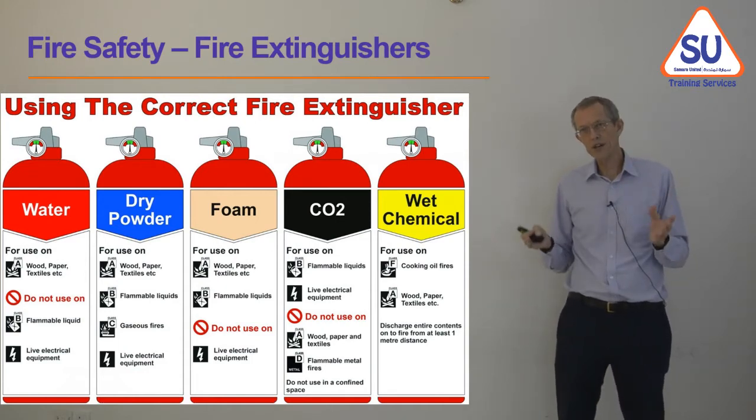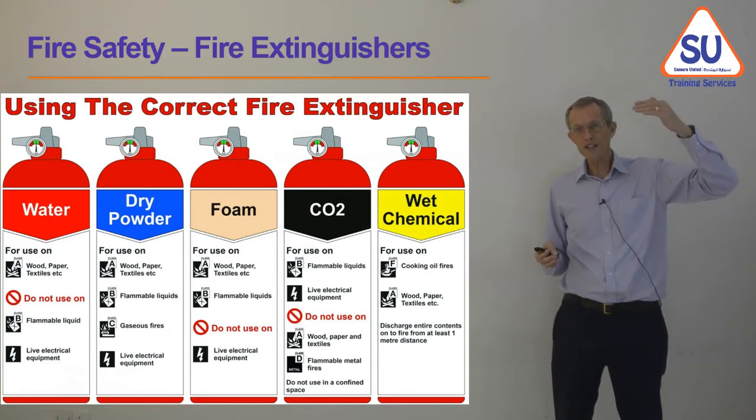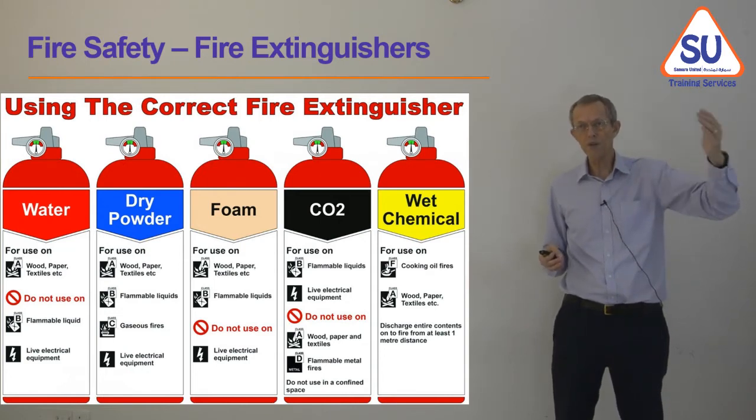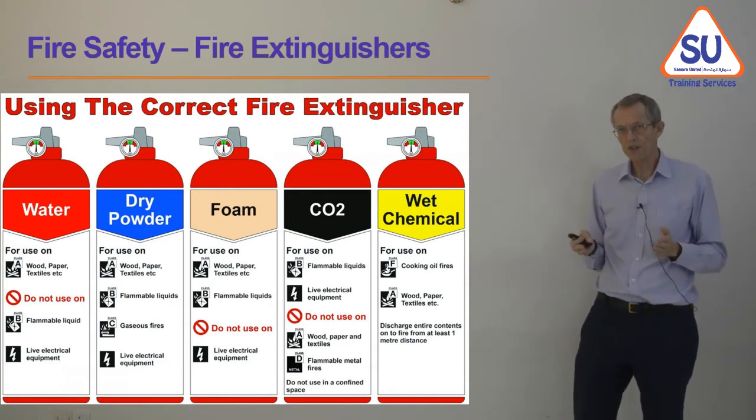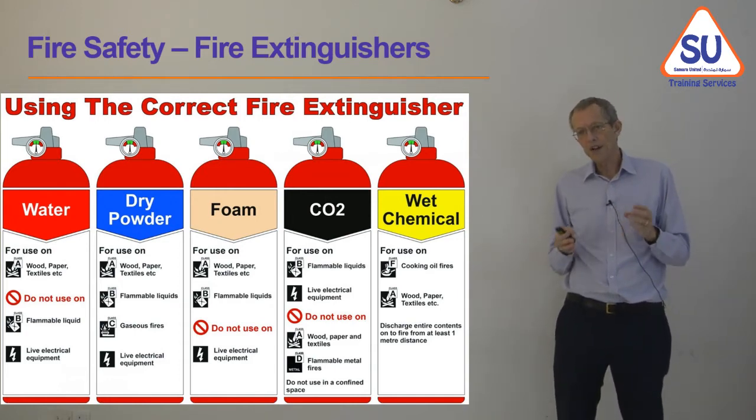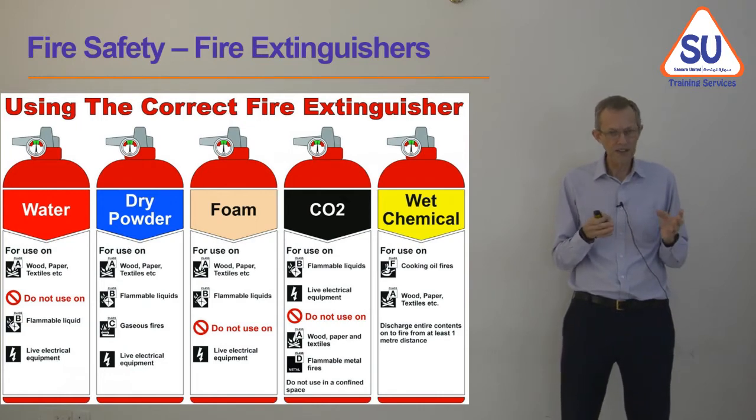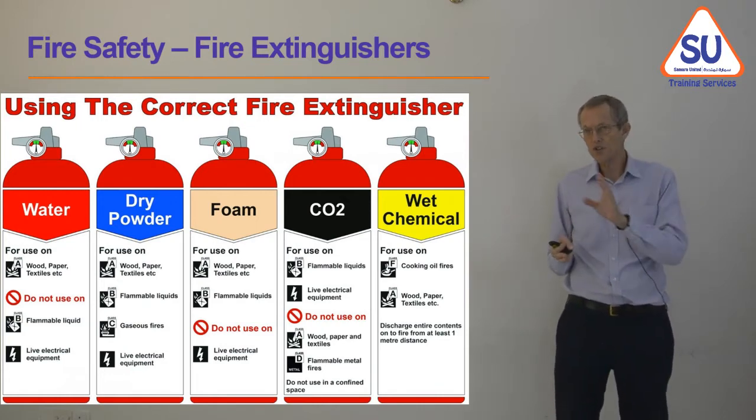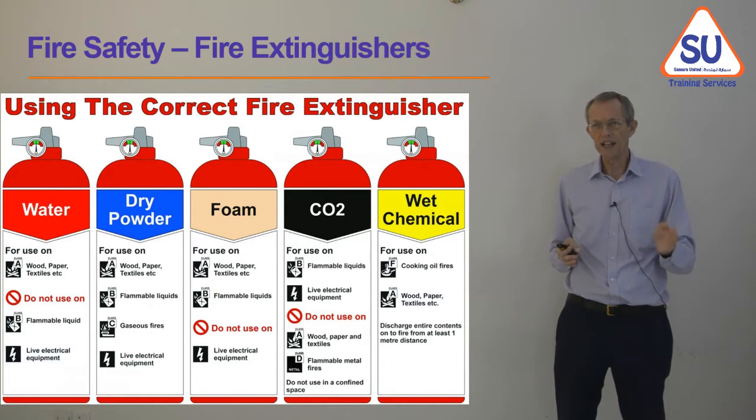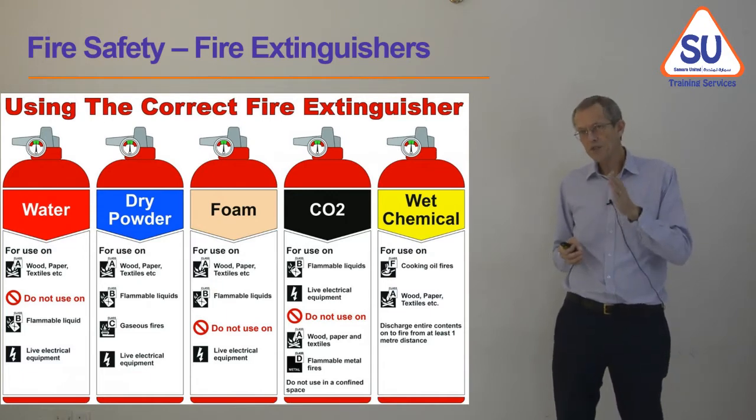Blue is great. Dry powder is great. It works for Class A fires, solids, Class B fires, liquids, Class C fires, gases, and it's also suitable for electrical fires with electricity. But if the fire is in electrical equipment, the dry powder will damage the electronics. Dry powder is really good, but it's really expensive.